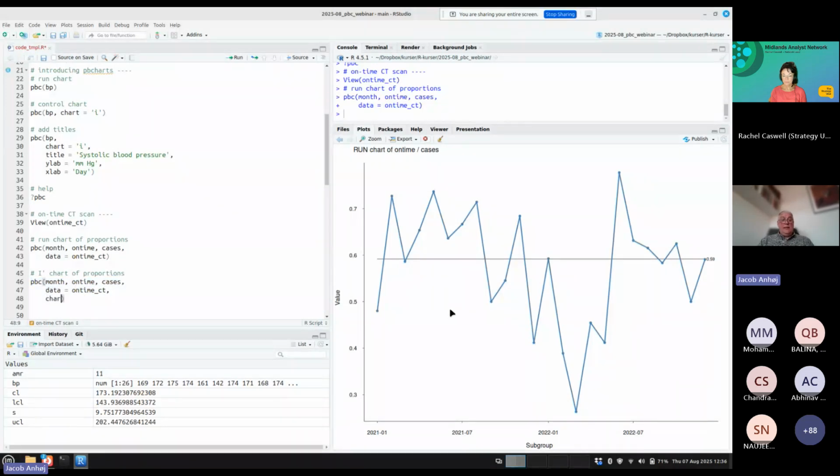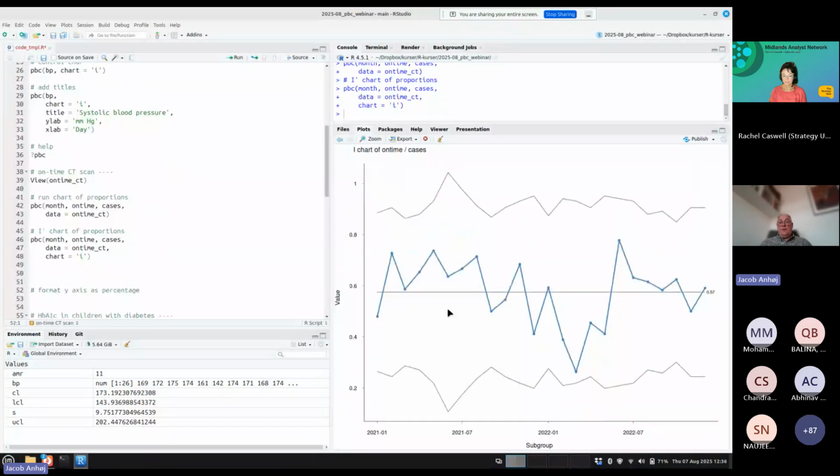If we want to make that into a P chart, we add the chart argument. So here you can see the wavy control limits that we would expect from a P chart.